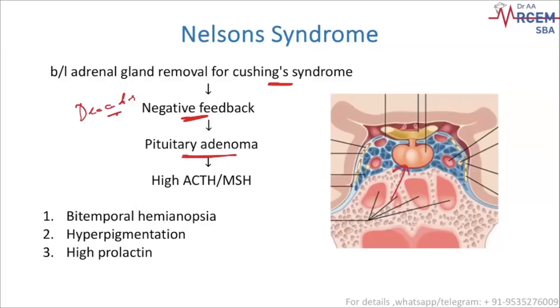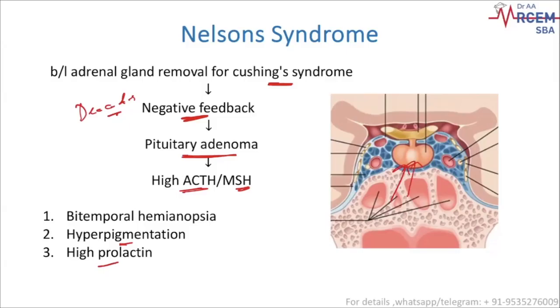The pituitary adenoma will eventually result in very high levels of ACTH and melanocyte stimulating hormones. This will usually present with hyperpigmentation. High prolactin levels will be present because the pituitary adenoma usually secretes a large amount of prolactin. This is because of the negative feedback mechanism.